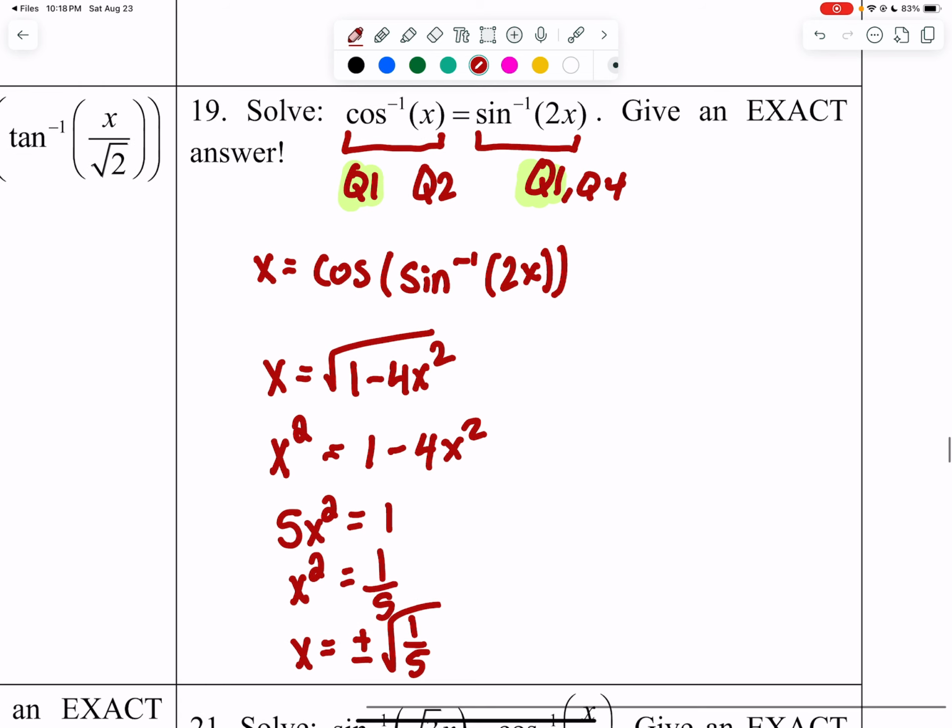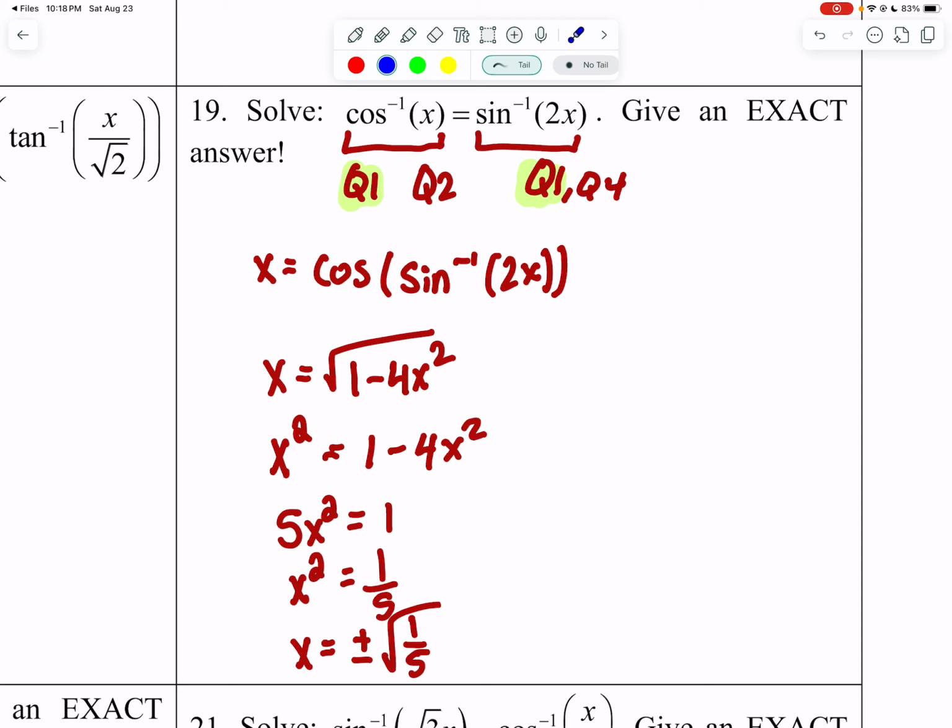Now, remember how I told you earlier at the beginning of problem 19 that our intersection should be in quadrant 1, because that's where inverse cosine and inverse sine are. So what I'm going to do here is evaluate the square root of 1/5 in my calculator for cosine and sine, and they should match up. If they don't match up, then we know that it's extraneous.